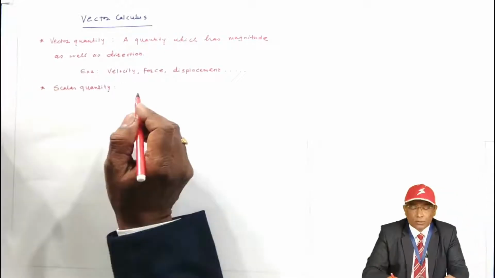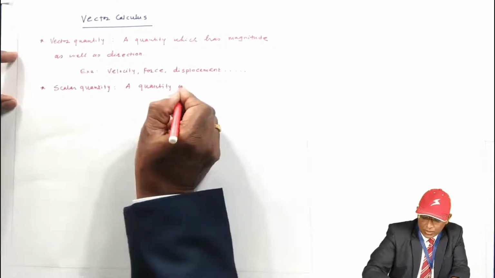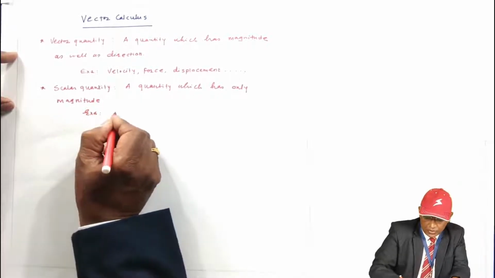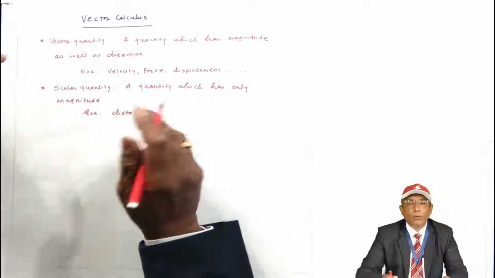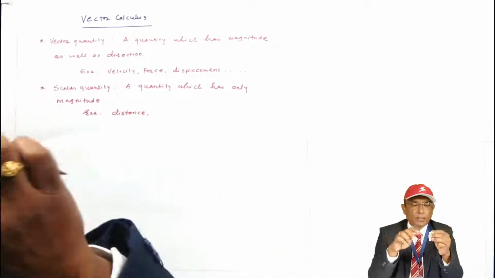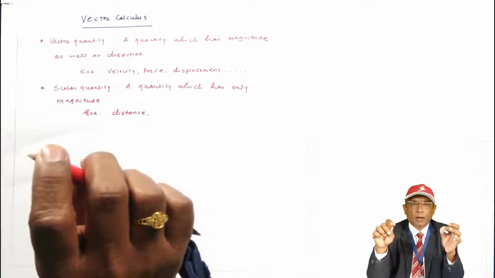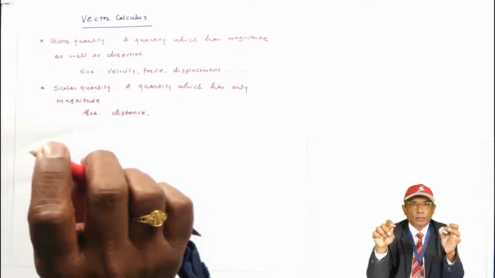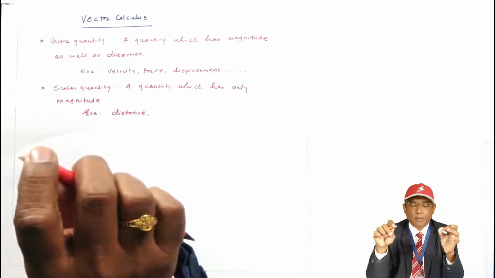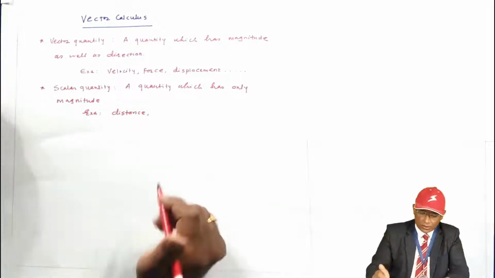A scalar quantity is one where the role of direction is not important. It is a quantity which has only magnitude. For example, distance is a scalar quantity. If we talk about the distance function, it is from point A to point B. This tip is point A and this tip is point B, and the distance between these two points A and B is 12 centimeters, 10 centimeters, like that. The direction is not required for the distance. Distance is a scalar quantity.